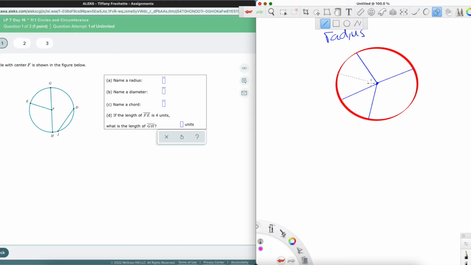So this one goes from side to side through the center. So it's touching side to side, but it has to go through the center. And again, there's an infinite number of diameters that I can draw. You can just keep drawing these. So the pink ones are called diameters.